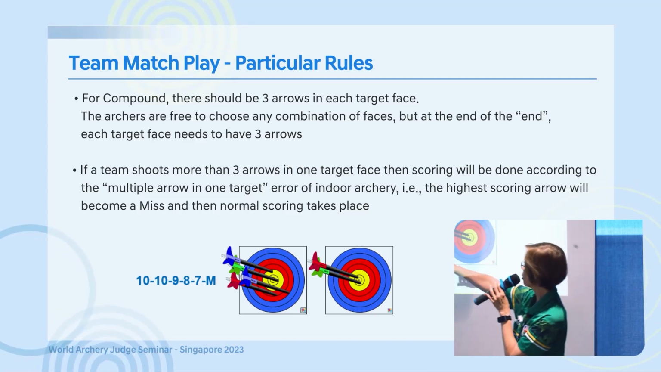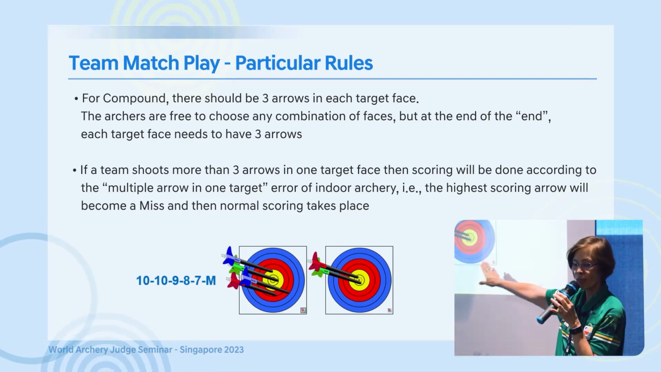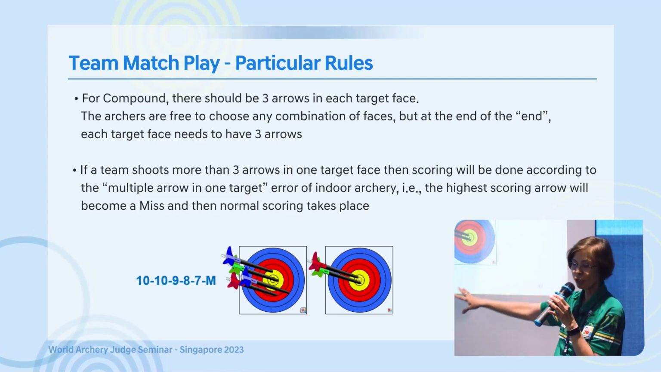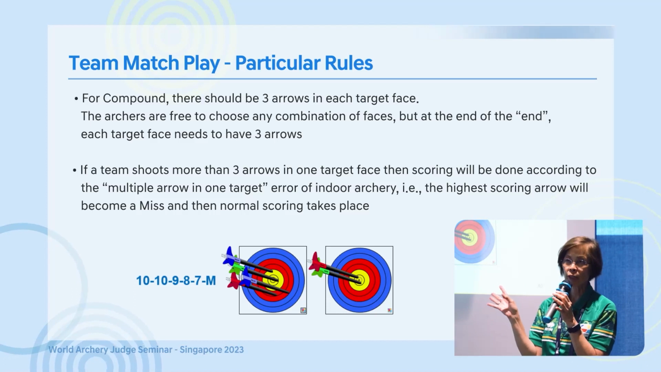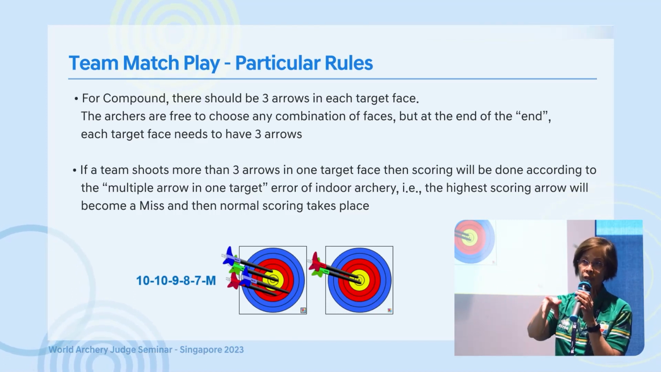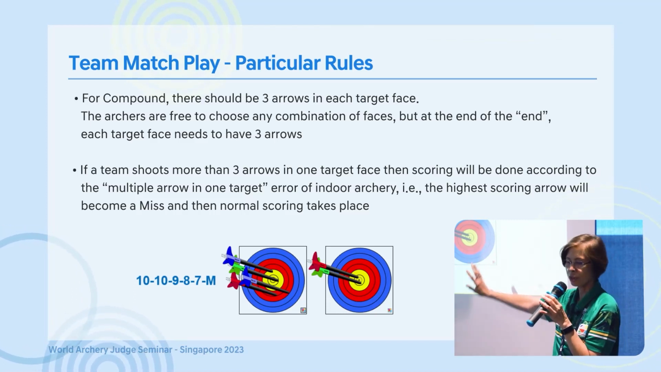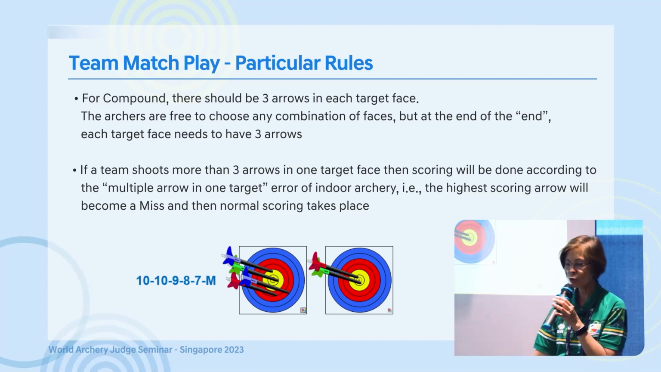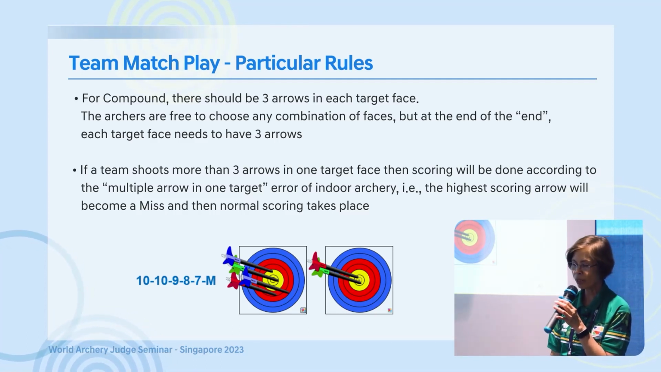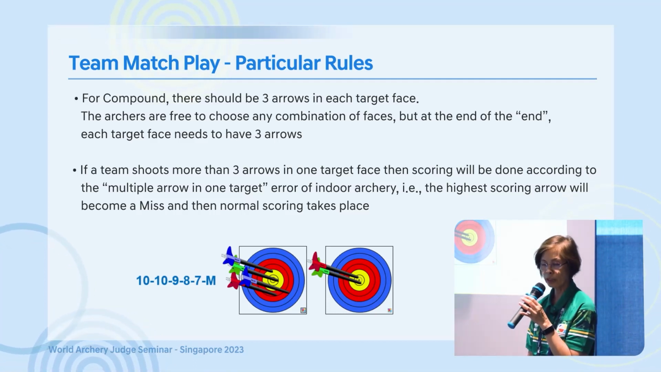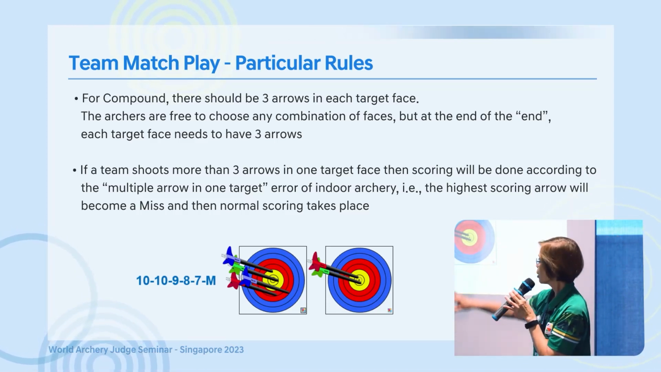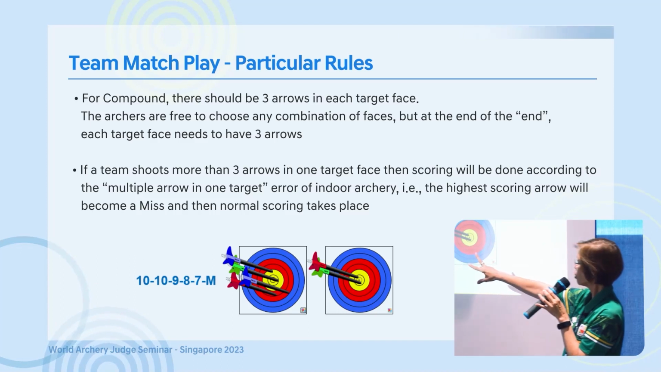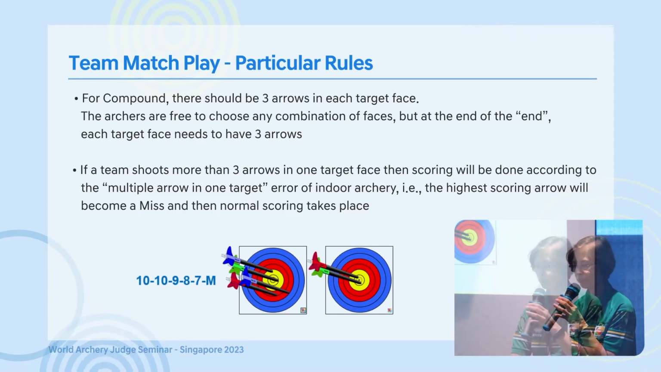There are 4 here. Okay, and this one only has 2. So according to the multiple arrow in one target error, it applies as well. The one in indoor that we were discussing, so this is the same thing. The highest scoring arrow will become a miss, and then the normal scoring takes place. So let's practice a bit. So if this happens, what should be the score?